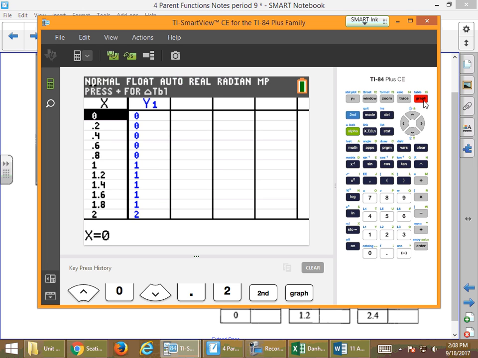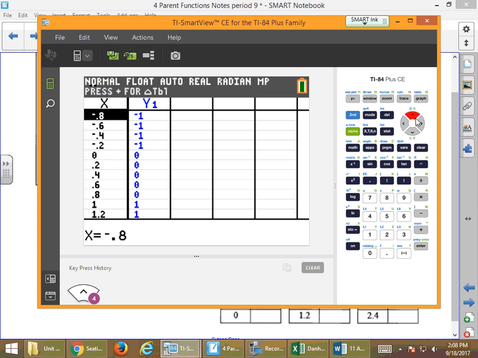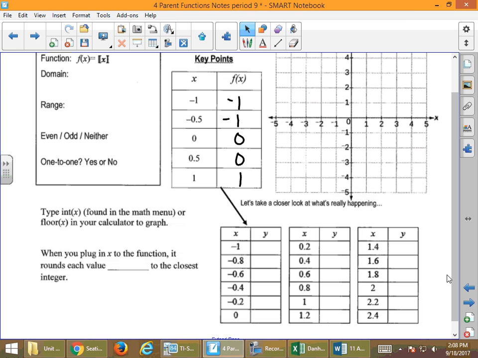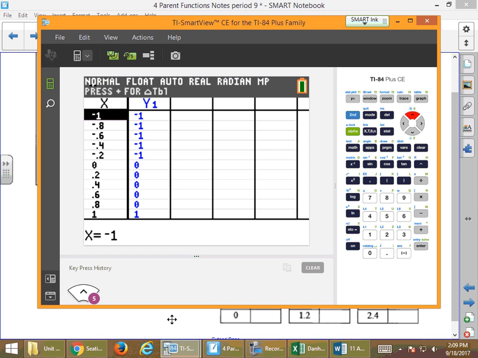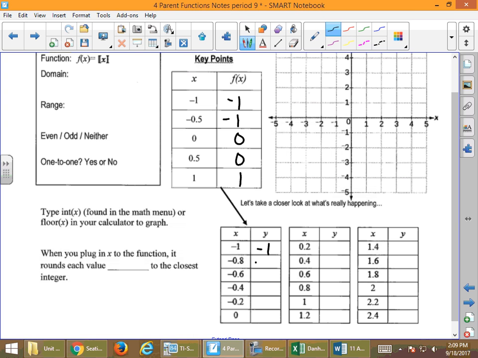And as I look at this, I need to scroll so that we can match our table to the left there. So what we see is that at -1, we get a value of -1. Looking back at the screen, it's nice that you can look down at your paper there. But looking at the screen there, -0.8, we get -1. -0.6, we get -1. -0.4, we get -1. -0.2, we get -1. And then we get 0.